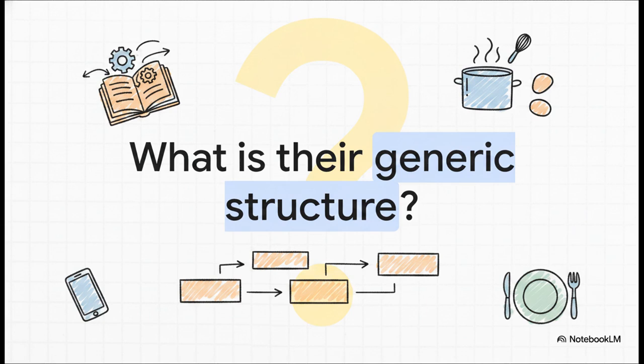So think about it. What exactly are examples of manuals and recipes? And maybe more importantly, what is their generic structure? These are the core questions we're going to answer today. We interact with these texts constantly, right? Like when we buy a new phone or try out a new dish. But how often do we actually stop to analyze how they're built? By understanding their framework, we can dramatically improve how we explain things to others.